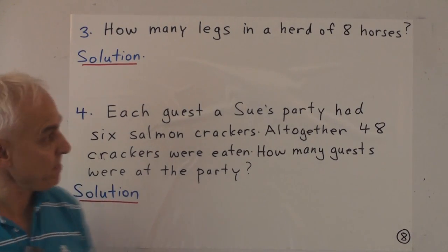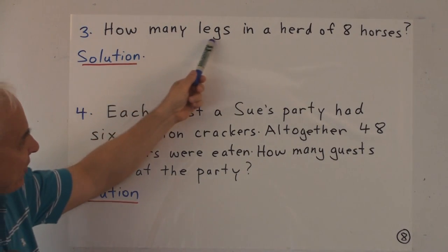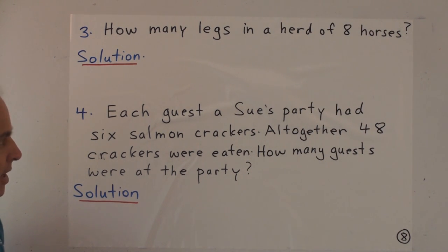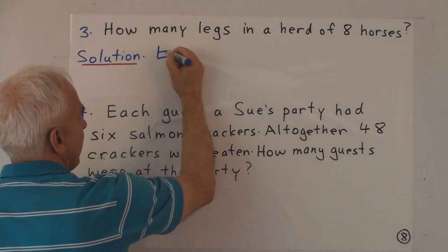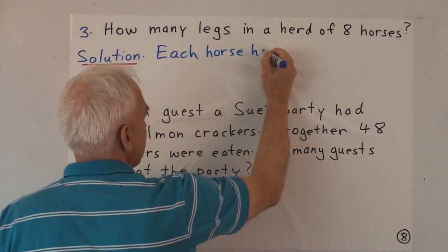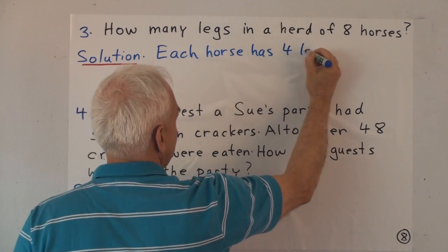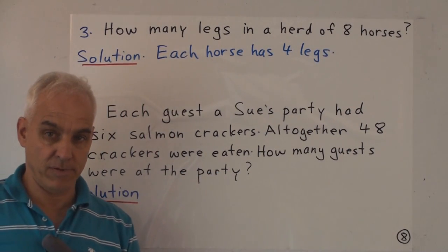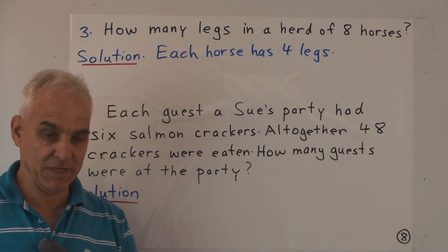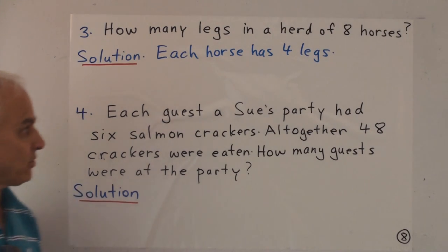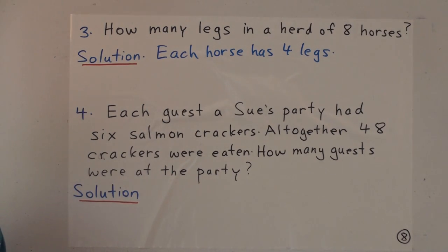So for our third word problem, we're asked how many legs in a herd of 8 horses. A herd of 8 horses. Well, let's write it this way. Each horse has 4 legs. That's an important fact. We're talking about horses, not people. If it were 8 people, it would be different from 8 horses. But 8 horses, each horse has 4 legs. So we write that down. Each horse has 4 legs.